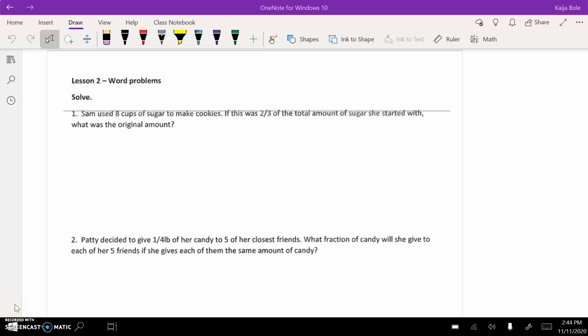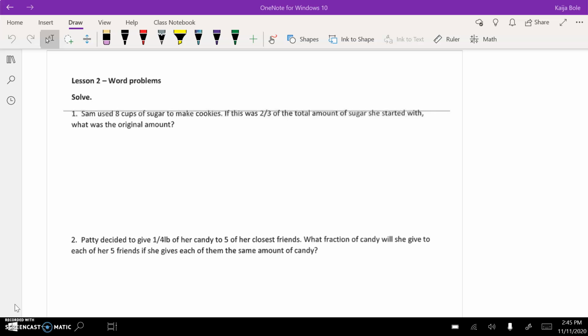Alrighty, so here we are in the entrance slips for lesson 2. Number 1 says Sam used 8 cups of sugar to make cookies. This was 2/3 of the total amount of sugar she started with. What was the original amount? Okay, I think number 1 is harder than number 2.